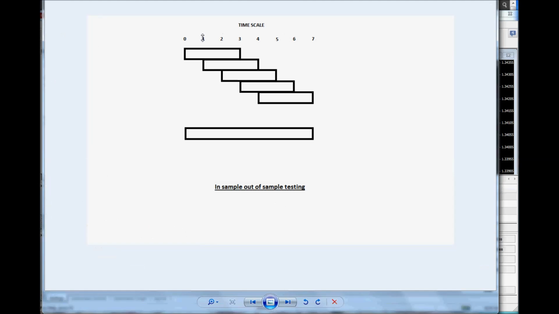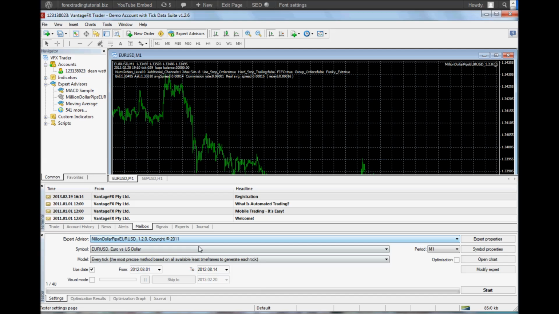As you can see here, we're just doing time periods, so in this case we're just doing 2 weeks, then running for a week, and then we'll be testing for the next 2 weeks, running for a week, then testing these 2 weeks, then running for a week. So that is one way of doing it.